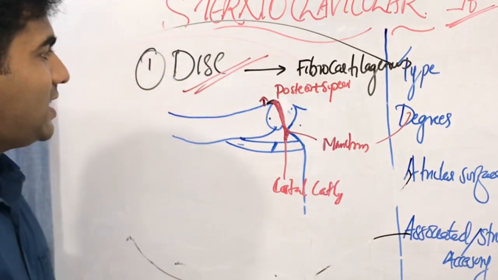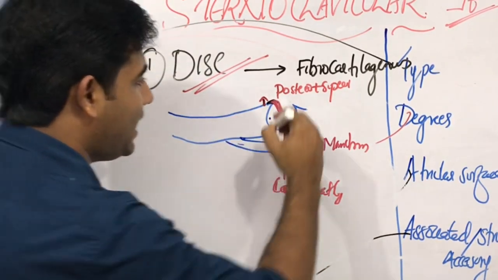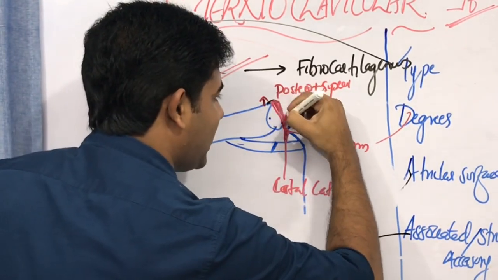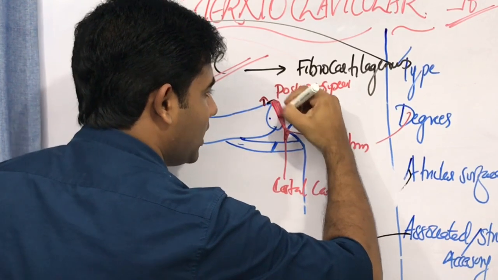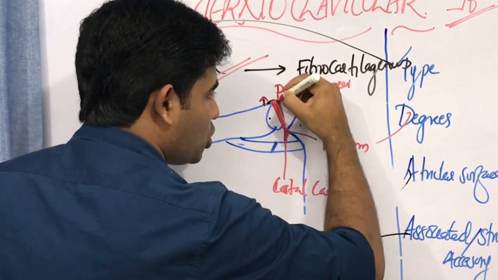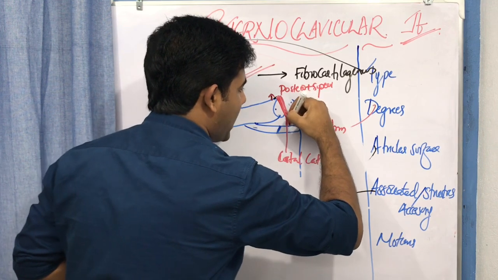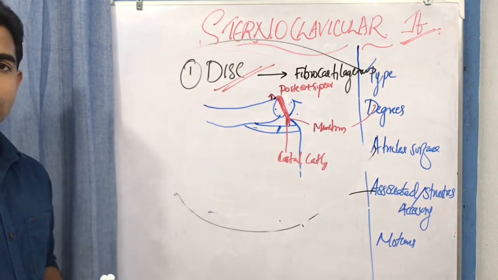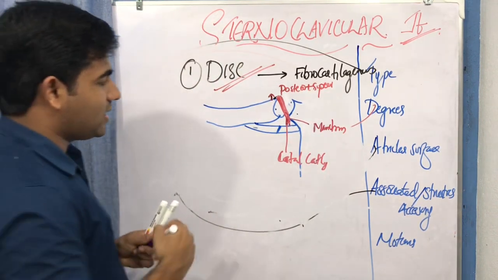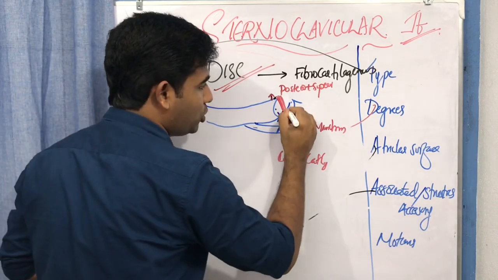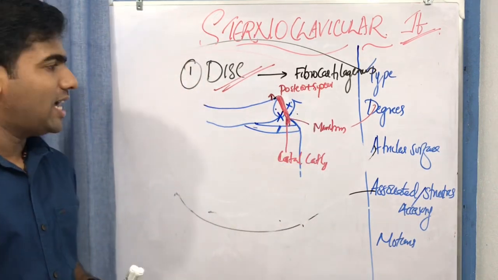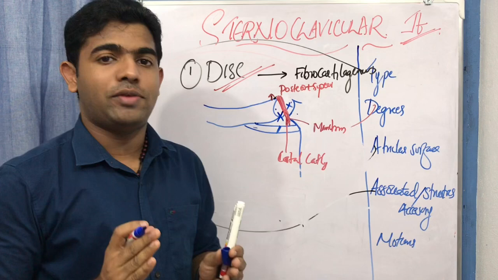So this disc is actually diagonal in its section. You can see from this diagram, it is passing from the posterosuperior part of the clavicle to the manubrium and the first costal cartilage. And thus, this disc divides the joint cavity into two.